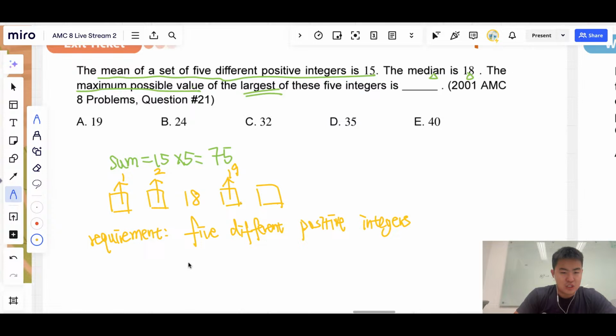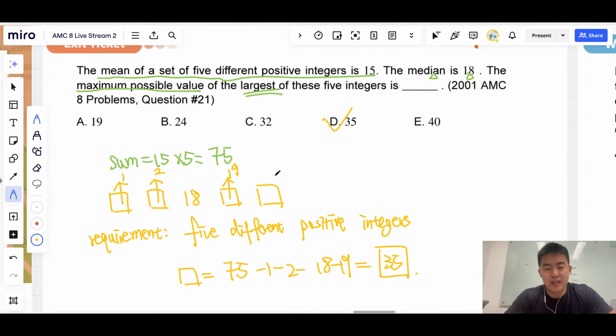So let's do that. The final box is equal to the total, the fixed sum, which is 75, minus 1, minus 2, minus 18, minus 19. And the result should be 35. Let me put a little box to denote that this is our final answer. And that's why we choose D. Okay, so that's for this problem.